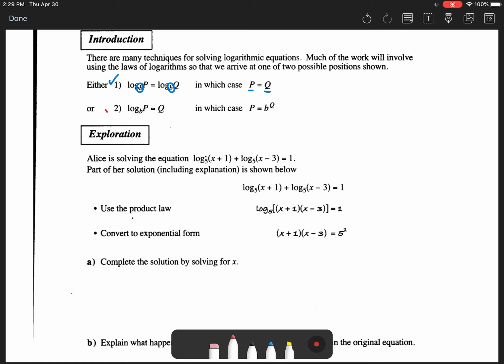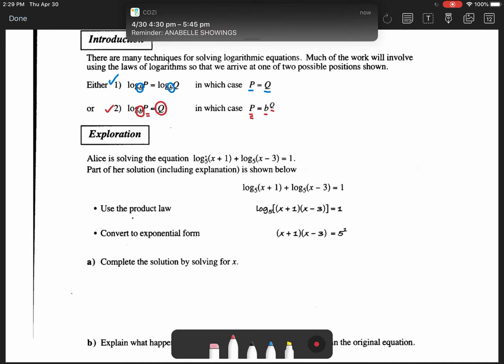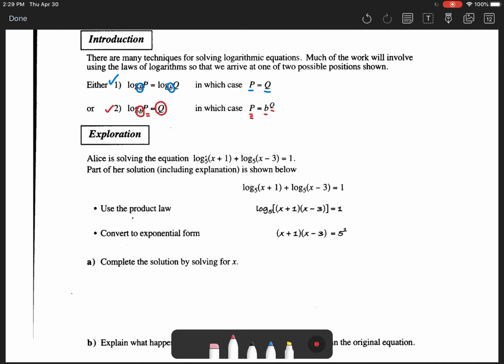In the second situation that we may come across, I've gone from log form to exponential form. So b to the exponent of q is equal to your argument, which is p. And we've done that numerous times in the last couple of lessons. So for most of the basic questions you're going to see today, we'll arrive at one of those two scenarios, and then I'll show you from there how we get to our final solution.